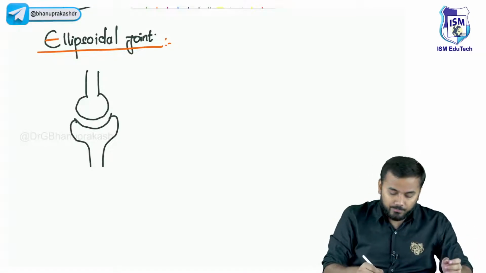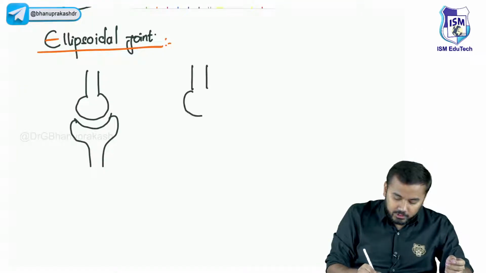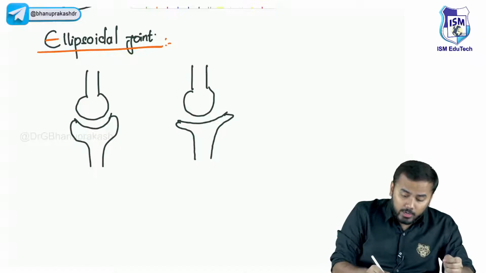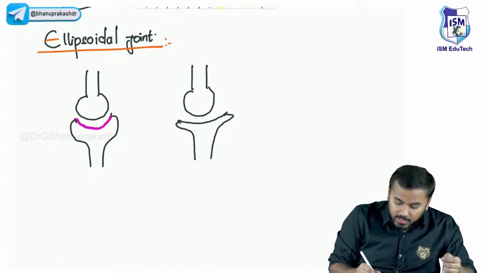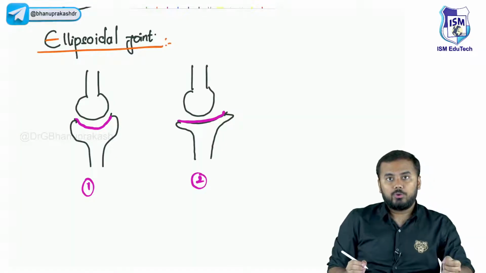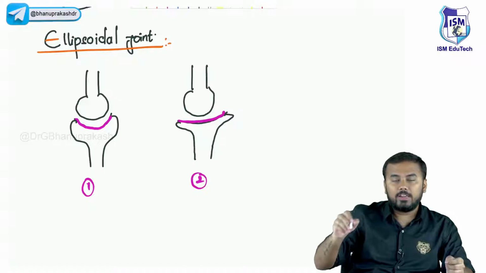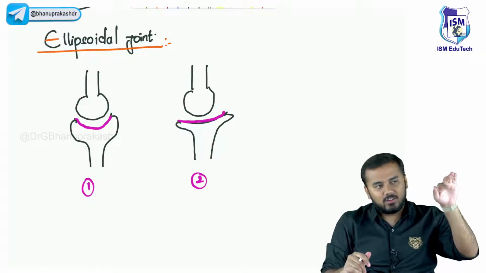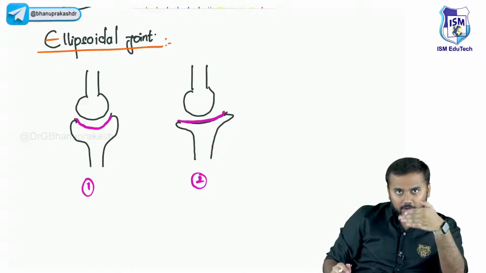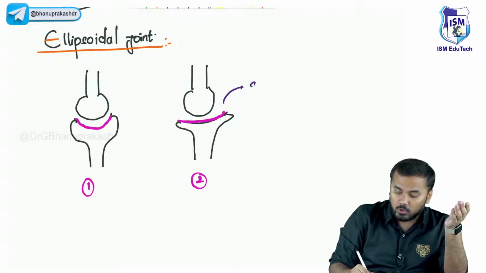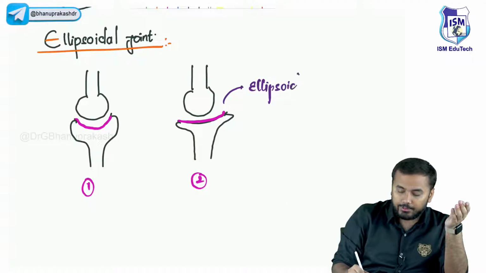Now look at this bone. Here also we have a bone which is convex. Look at the shape of bone number one, and look at the shape of this one, right? So this is patient number one, patient number two. In patient number two, you see a concavity. Actually, concavity is not a disease, okay? I'm just telling you there are two people. One has convex, one has concave, another one has ellipsoid. So this kind of joint is called an ellipsoidal joint.